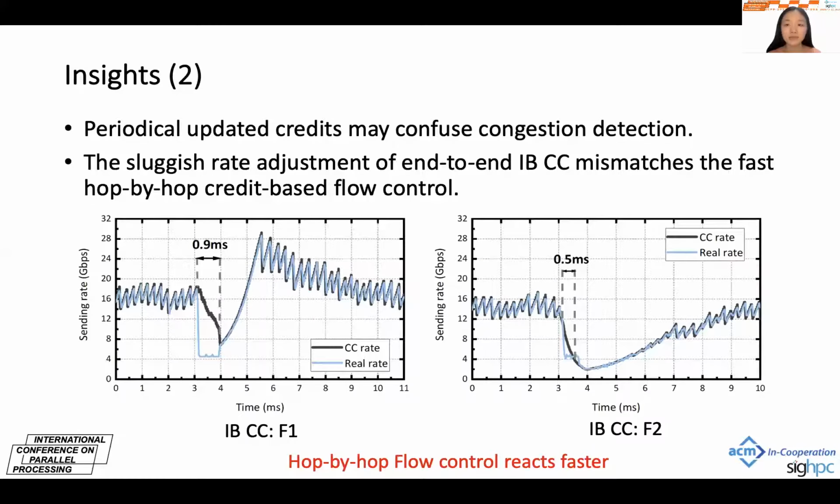Second, the sluggish rate adjustment of end-to-end IBCC mismatches the fast half-by-half flow control. The sending rate of F1 and F2 is decreased gradually because IBCC can only adjust the sending rate step by step. However, link-level credit-based flow control works half by half, so it reacts faster than end-to-end IBCC. The figures show the real sending rate and the rate calculated by the congestion control algorithm. For example, the real sending rate of F1 is dominated by the link-level flow control for about 0.9 milliseconds.